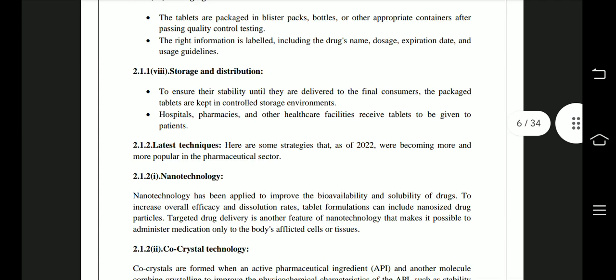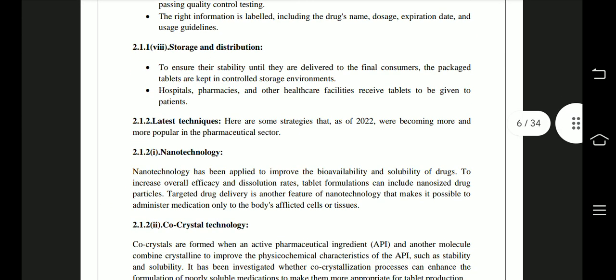The next step is storage and distribution. To ensure their stability until they are delivered to the final consumers, the packaged tablets are kept in controlled storage environment. Hospital, pharmacies, and other healthcare facilities receive tablets to be given to patients.